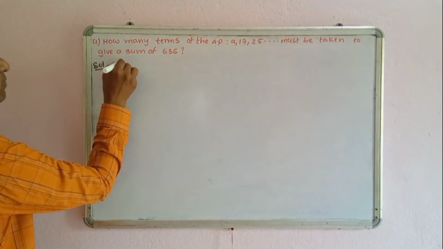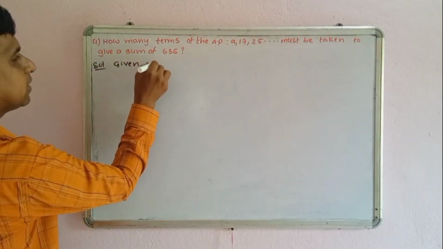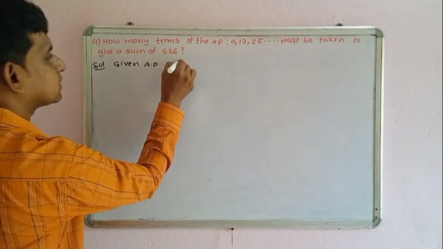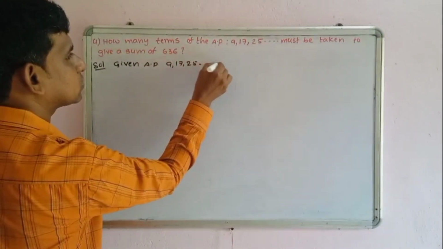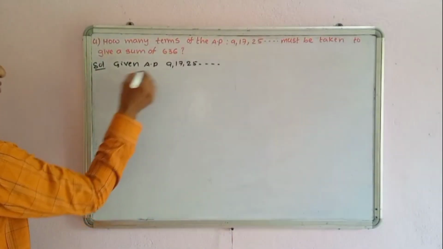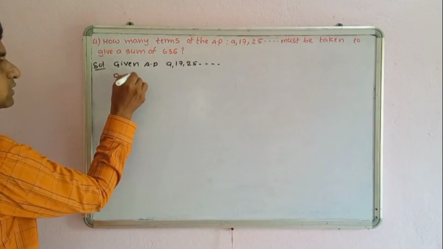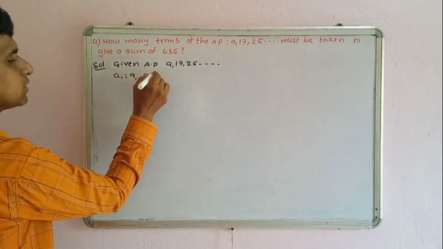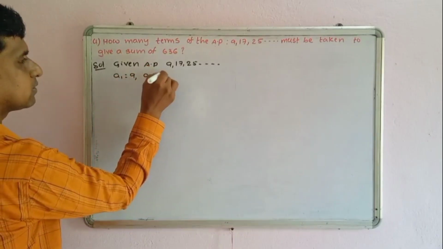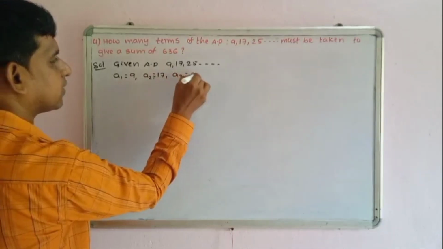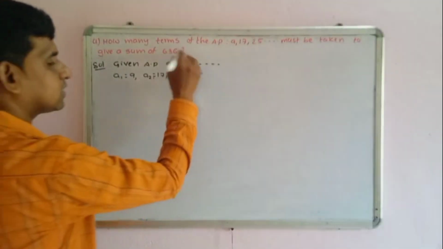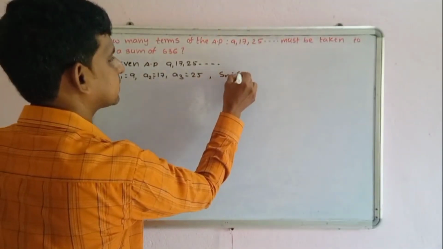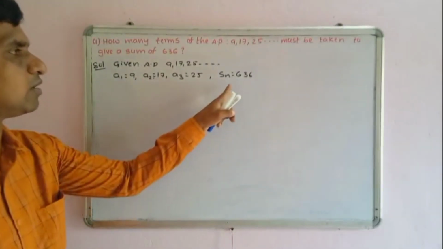Given AP, what is the AP? 9, 17, 25, and so on. Here, what is the value of a1? a1 is 9, a2 is 17, a3 is 25. Okay, so Sn is also given. Sn is 636. Now we will find the value of n.